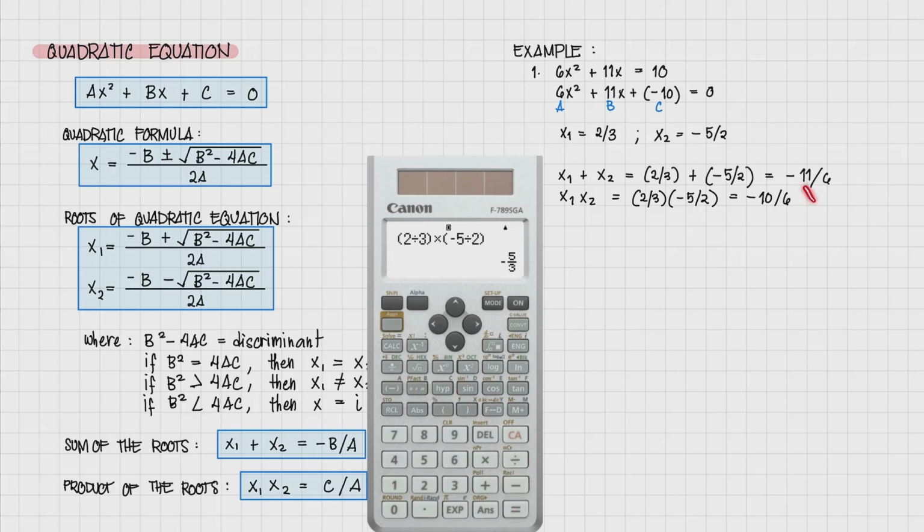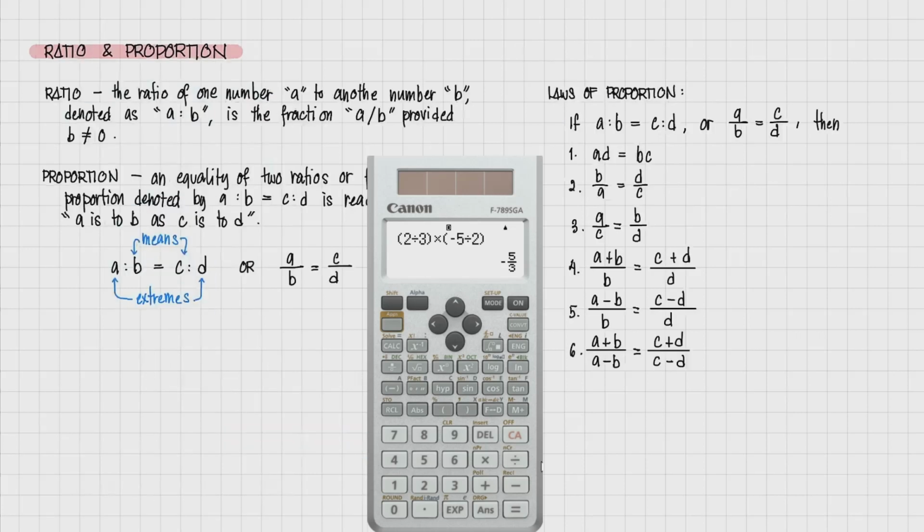So, tama. So, if you simplify this further, you'd get negative 5 over 3. Diba? So, tama yung ating formulas for this one. So, that's it. Very basic yung quadratic equation natin. Kasi you could use your calculators for this one. Okay? So, our next topic, ratio and proportion tayo.